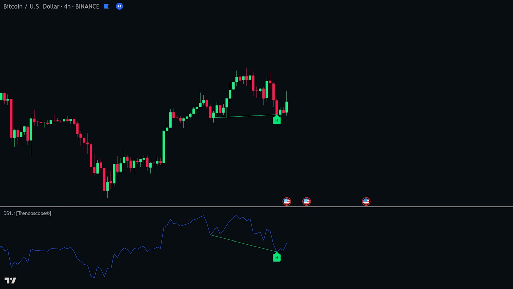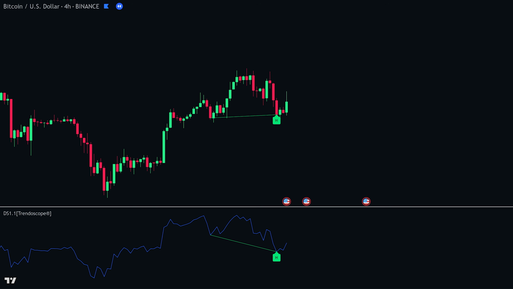Let's look at one more example. In this example, price forms a higher low, but the RSI creates a lower low. That's a textbook hidden bullish divergence. The indicator spots it instantly and highlights the setup with a lime-colored line and label, making it easy to identify. This kind of divergence suggests a continuation of the uptrend, rather than a reversal.